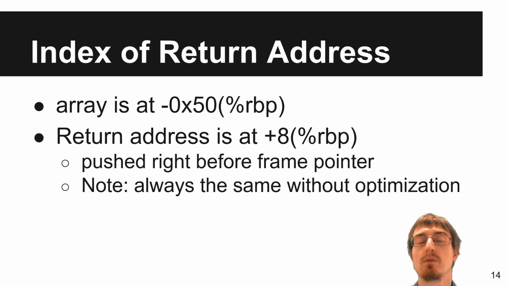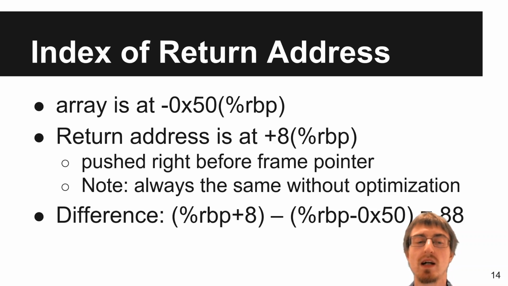Right, so the return address is pushed when we call the function, and then the first thing the function pushes is the frame pointer. And then the frame pointer is going to point to that RSP, which means the thing pushed just before it will be at the next higher address on the stack, which is RBP plus 8. Note that this is always the same without optimizations. However, it might not be as easy if optimizations are enabled, because then RBP can be used for different purposes.